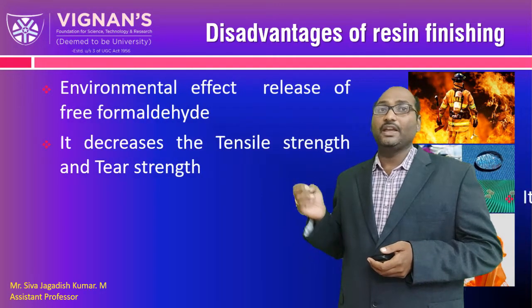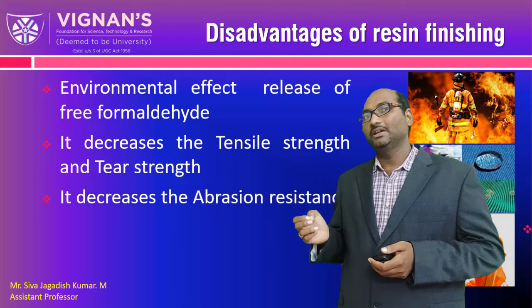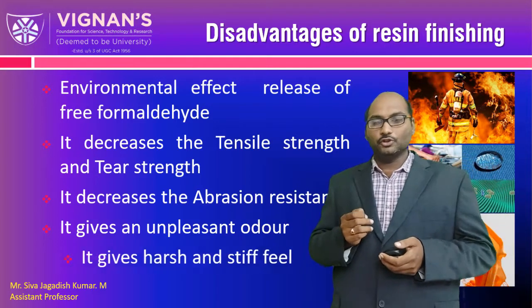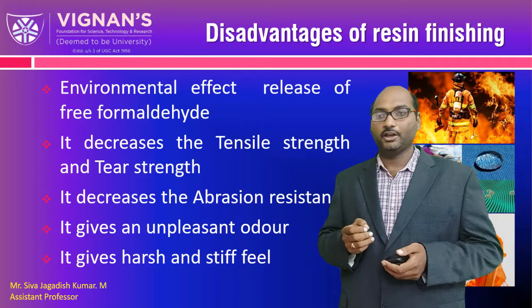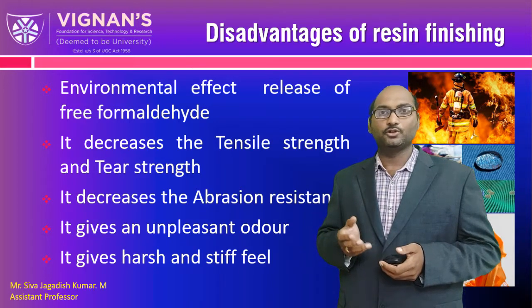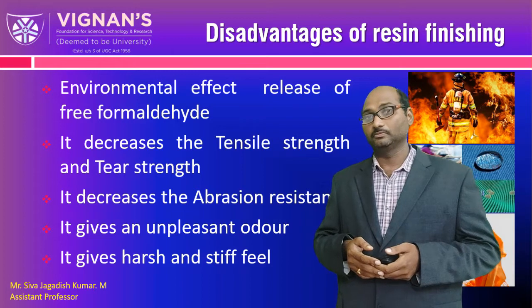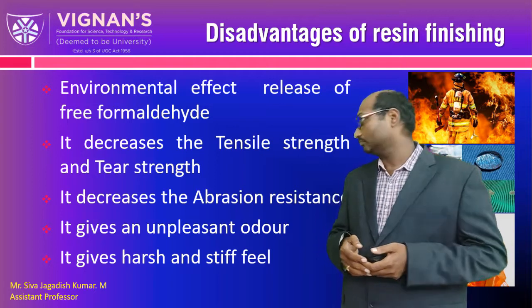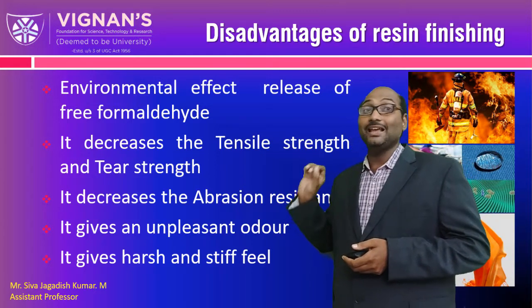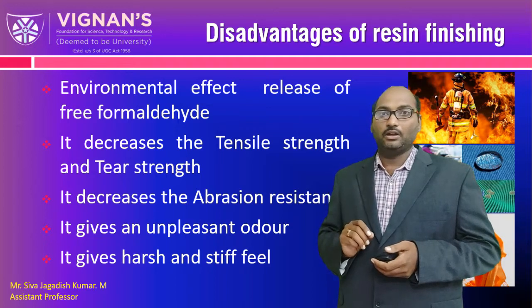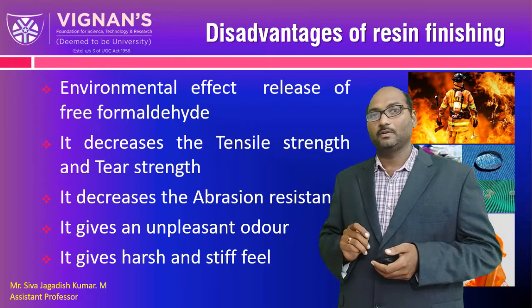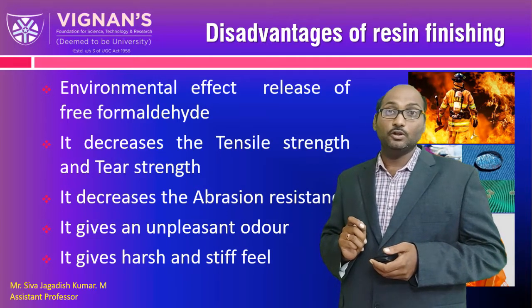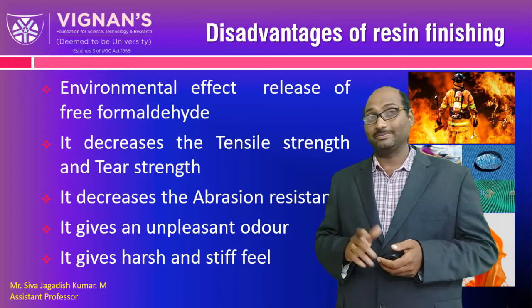So one is the environmental effect by means of release of free formaldehyde. That is one problem. Okay, which is not good, and sometimes this is carcinogenic, and in excessive amount may lead to various genetic problems to human beings. And this is one of the environmental concerns. And it reduces the tensile strength and tear strength of the fabric. We can say up to 20% strength loss may take place.